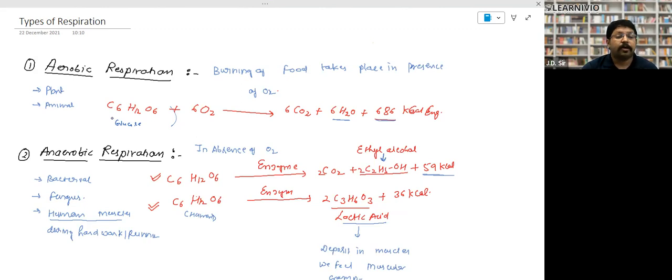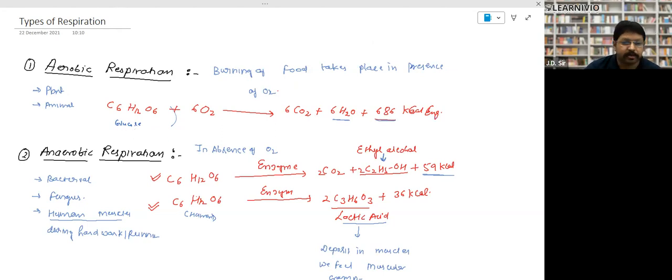Normally, ideally, the respiratory substrate is glucose. The rest are respiratory substrates only in some emergency situation or special system. But normally, when we say respiratory substrate, we mean glucose, because glucose burns regularly in a normal fashion. So glucose will burn in the presence of oxygen. Carbon dioxide will be released, water molecules will be released, and 686 kilocalorie energy will be released.